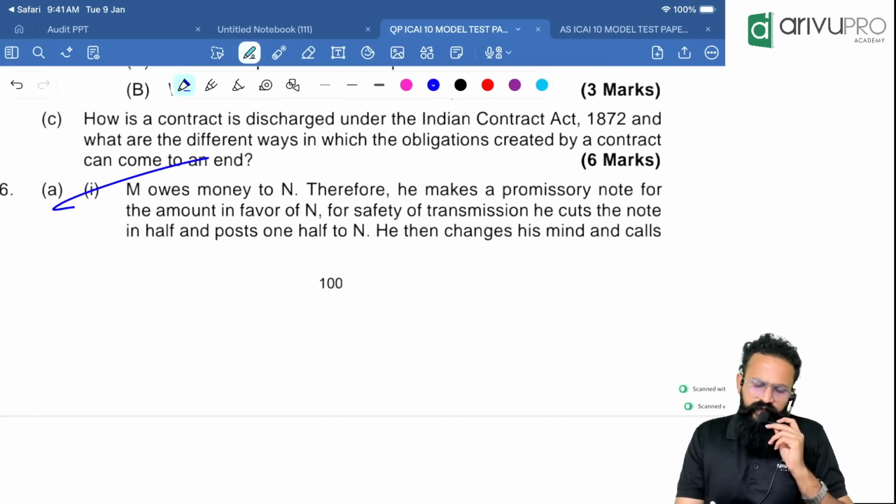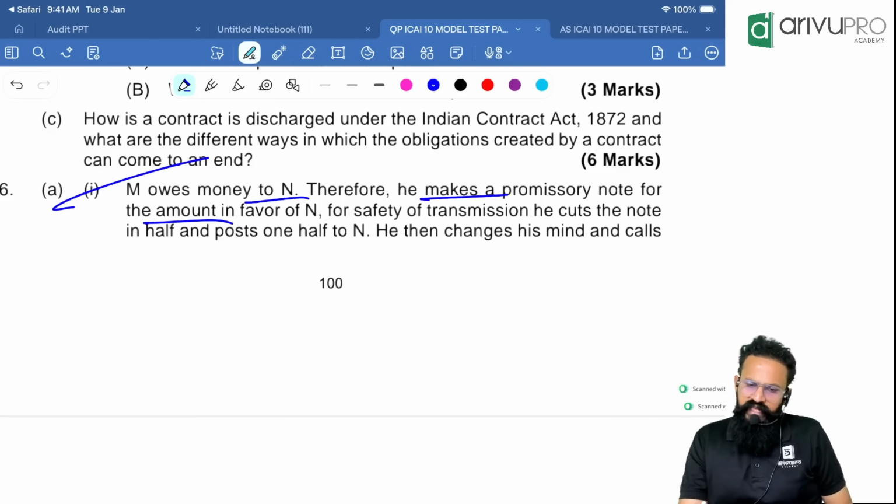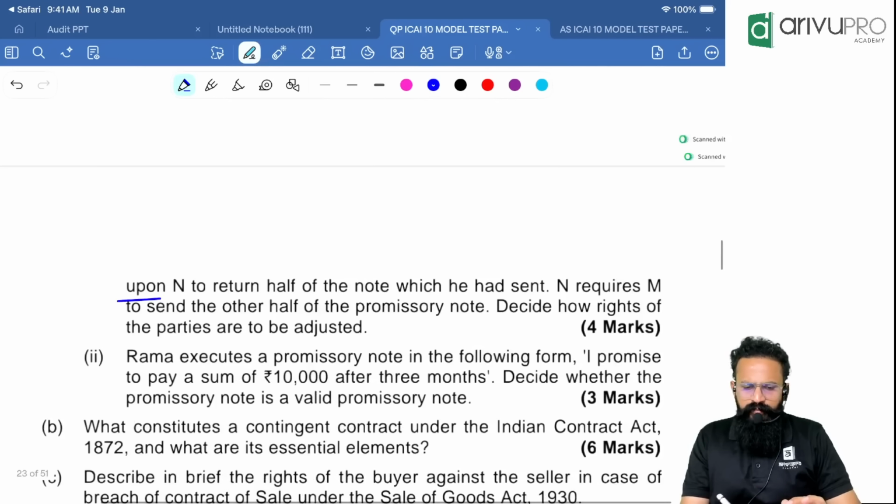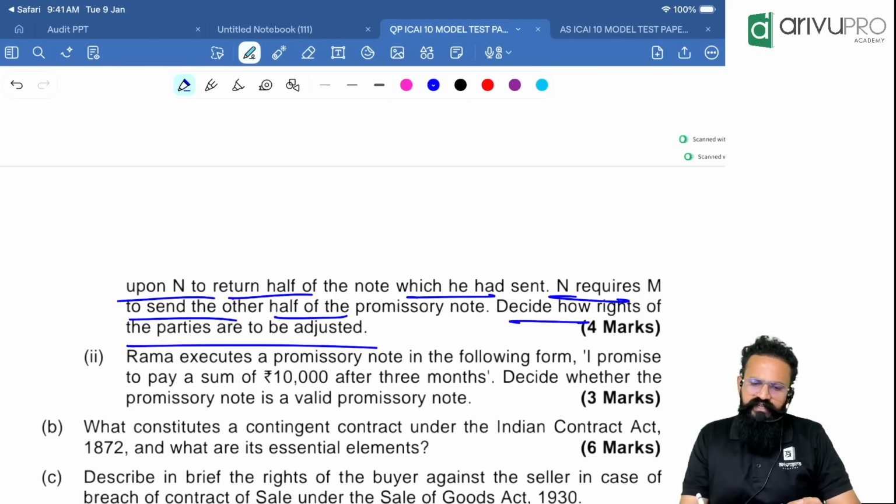M owes money to N. Therefore, he makes a promissory note for the amount in favor of N. For safety of transmission, he cuts the note in half and posts one half to N. He then changes his mind and calls upon N to return the half of the note which he had sent. N requires M to send the other half of the promissory note. Decide how rights of the parties are to be adjusted.